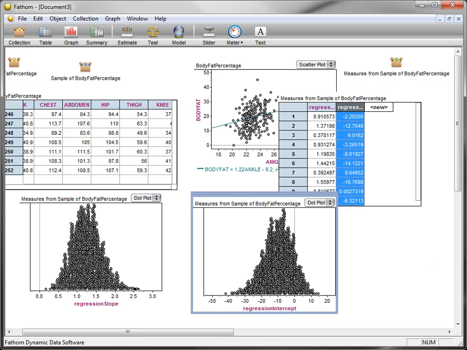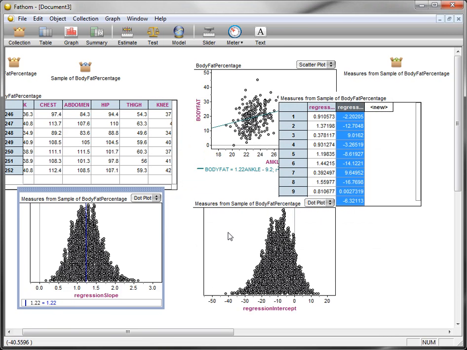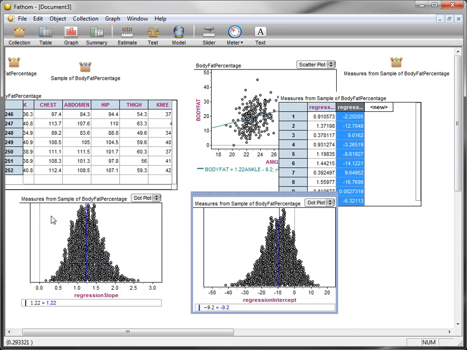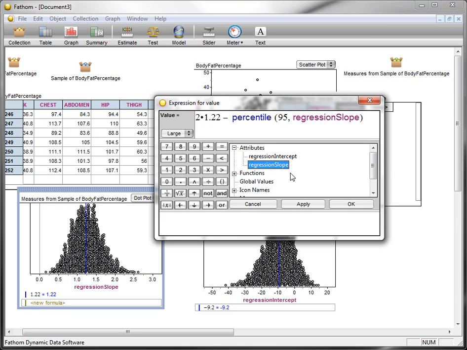The technique for computing the lower and upper bound is going to be the same as always. So I'm first going to plot the original values for both. The slope was 1.22 for the original set of data. The intercept was minus 9.2 for the original set of data. And if I take, for example, twice the slope, 2 times 1.22 minus an upper percentile, let's say for a 90% confidence interval, this will be the 95th percentile of the regression slopes.